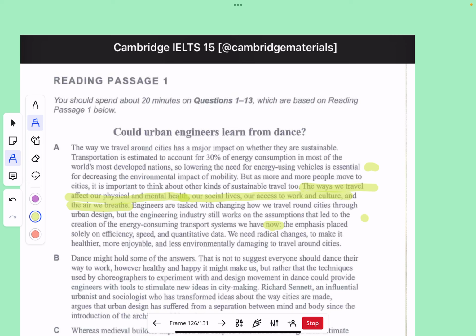Transport is estimated to account for 30% of energy consumption in most of the world's more developed countries, okay? So lowering the need for energy using vehicles is essential for decreasing environmental impact of mobility. As more and more people move to cities, it's important to think about other kinds of sustainable travel too. Okay, the way we travel affects physical and mental health and social life and access to work and the cultures and the air we breathe. Okay.